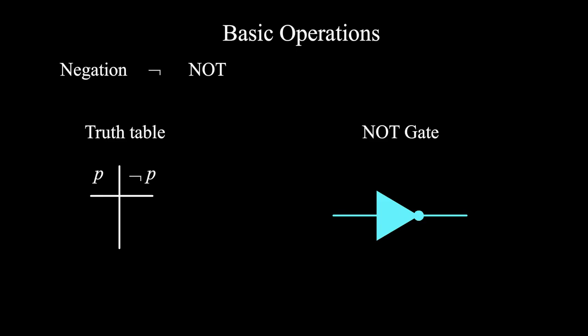There are three basic operations in logic. The first one is the negation. It is denoted by this symbol and is read as not. Not P gives the opposite value of P as shown in this truth table. If P is 0, then not P is 1. If P is 1, then not P is 0.